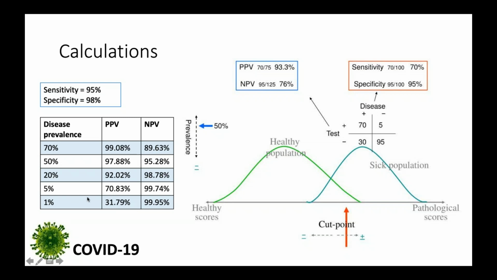And so for a very good assay with a 1% disease prevalence, a negative result would be reliably negative. However, a positive result might not be a true reflection of positive disease. But again, keeping in mind that there's the other components as well that contribute to this.